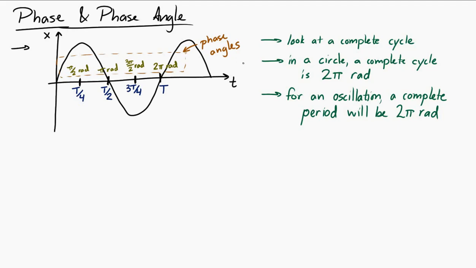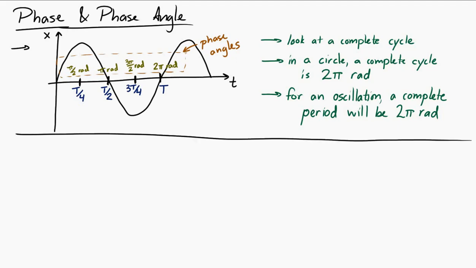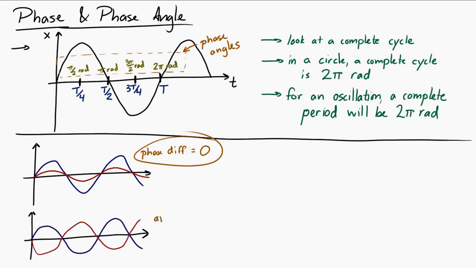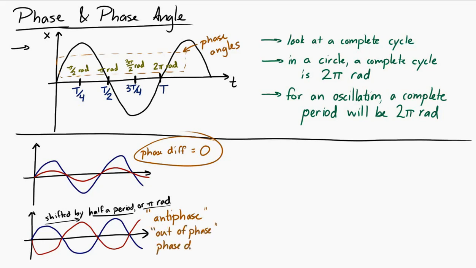So let's go back to this idea of phase shifts and phase differences. Let's say I have two oscillations which are completely in phase, like this. So we would say that the phase difference is equal to 0. Now let's say we have two oscillations which are completely out of phase. Sometimes this is called antiphase. Then, well, we would have to shift one of the oscillations 1/2 of a period in order for them to overlap, in order for them to match, which means that they have a phase difference of half a period, or pi radians.